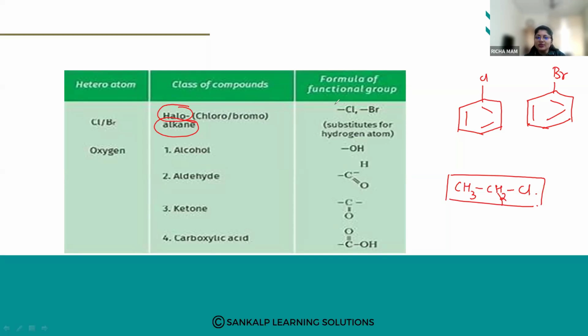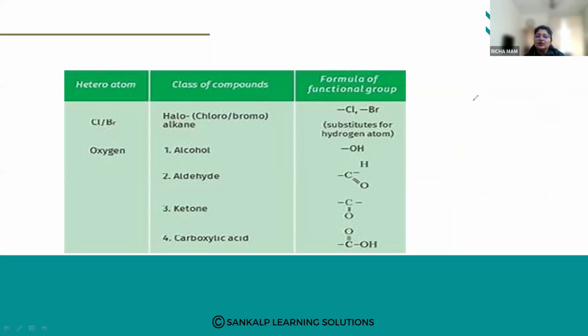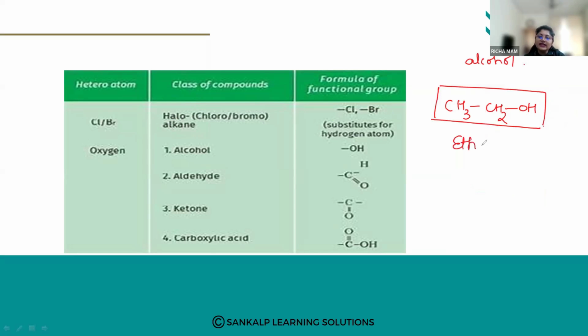So which is the functional group? They are chlorine and bromine. Then they are called haloalkanes. Now, suppose I have CH3CH2OH. OH is the formula for alcohol. Then this class of compound is termed alcohol. The name of this alcohol is ethanol. So the class of compounds are called alcohols.